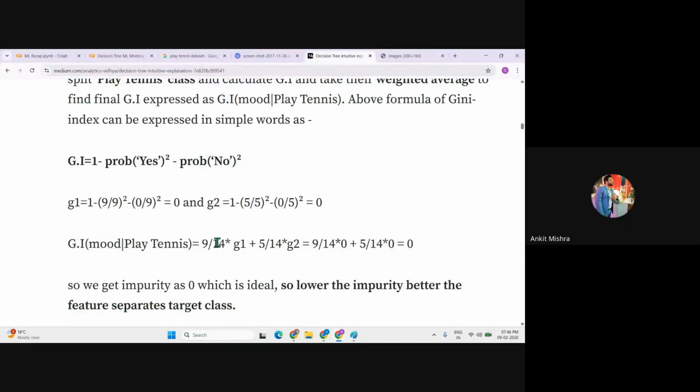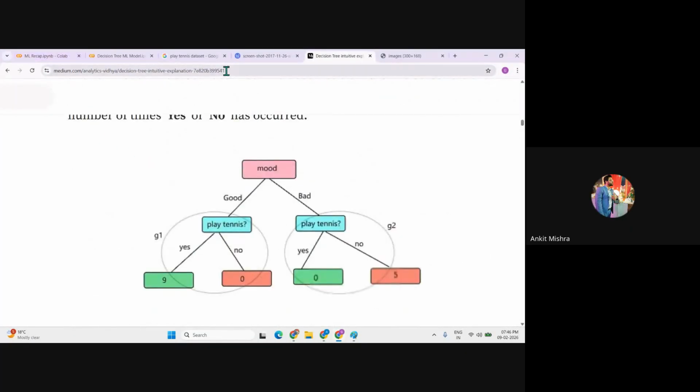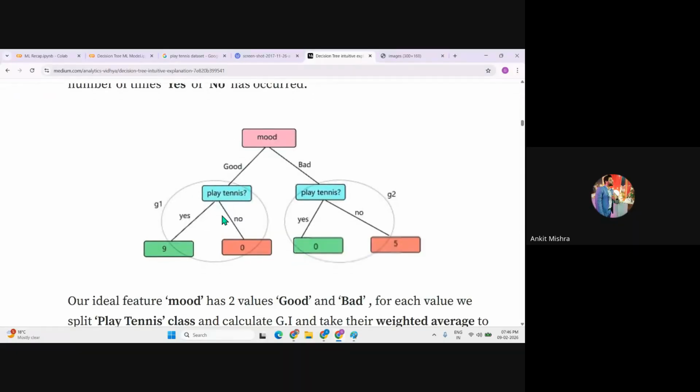So how to calculate the Gini impurity? I have already shared this link with you, right? So you can take a reference from it.